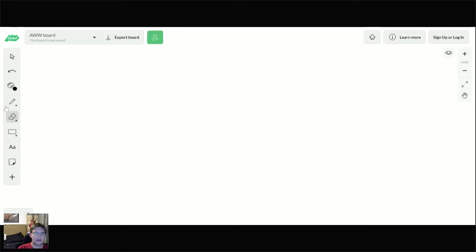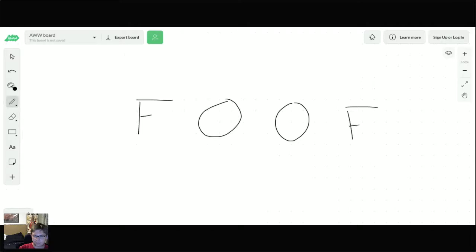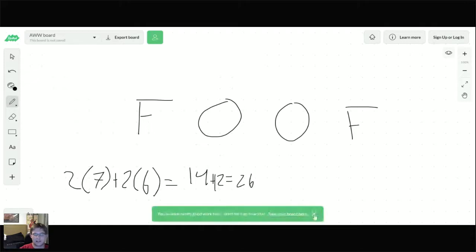I'm just erasing this to make it look prettier. It just wasn't big enough, and it was spaced weirdly. So how many valence electrons are we going to find in fluorine? 7, right? So we have 2 times 7, plus 2 oxygens times how many in oxygen? 6. So 2 times 7 is 14, plus 2 times 6 is 12, equal to 26 valence electrons.